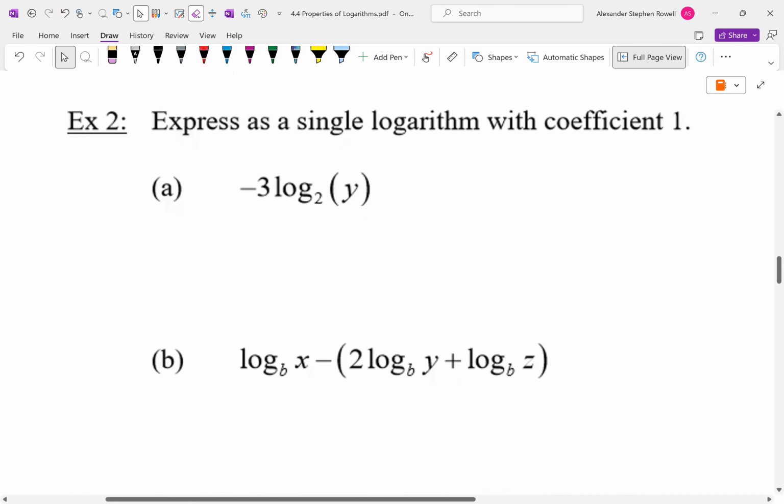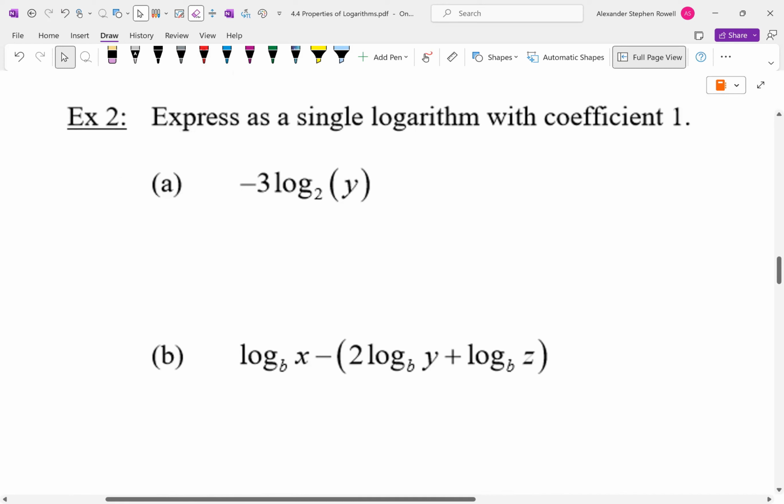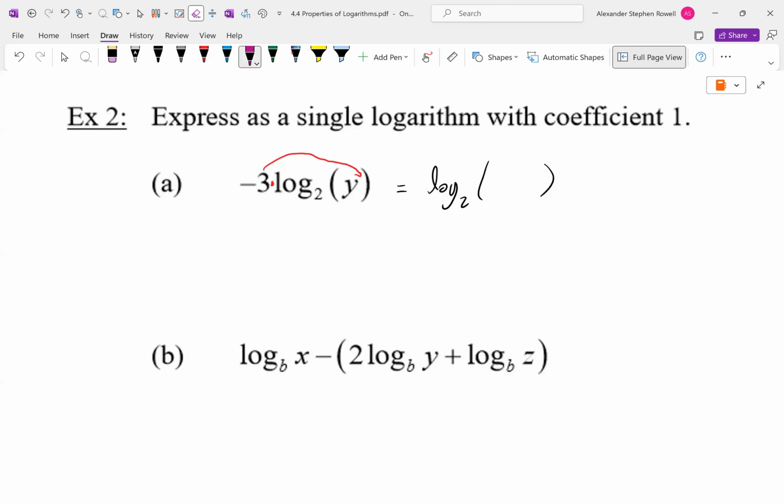Example 2 is going backwards. This is the more important skill because we're going to use this to solve equations. If I have a logarithm times a constant, how do I undo that? This becomes my exponent. Log base 2 of y to the power of -3, which is the same thing as log base 2 of 1 over y cubed. So express as a single logarithm with coefficient 1. Coefficient 1 means it's a 1 in front, no numbers in front. It's coefficient of -3. So we're done. Yes, final answer should not have negative exponents.